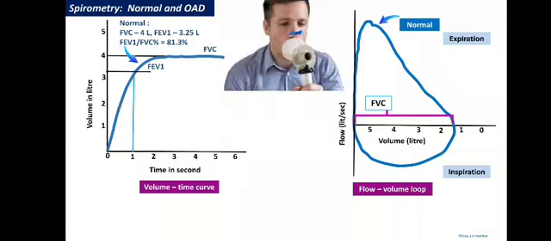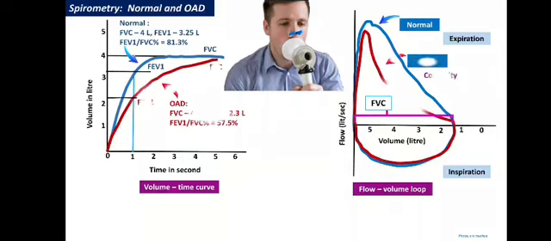Now come to the patient who is suffering from obstructive airway disease. Here he has been asked for the same: total deep inspiration followed by complete and forceful expiration. What we see on the volume time curve is the curve here. The FEV1 FVC ratio is relatively reduced. It is 57.5%. FEV1 is reduced in obstructive airway disease. On the right side we see the loop here. In the expiratory loop, what we see is a characteristic concavity, shown by the red arrow. This concavity is very characteristic of obstructive airway disease.